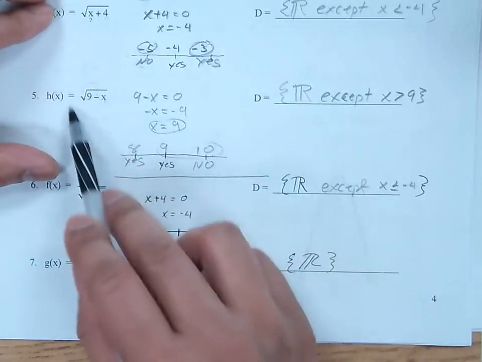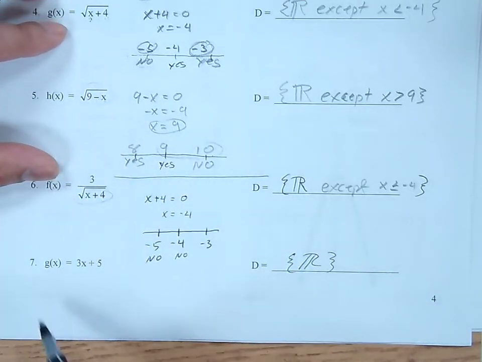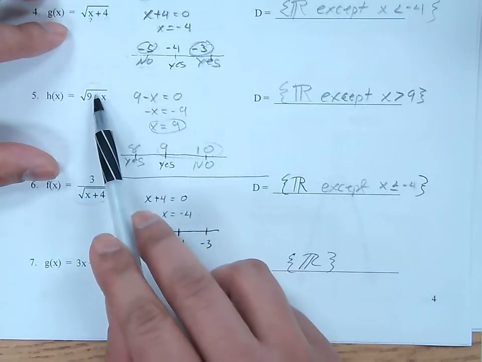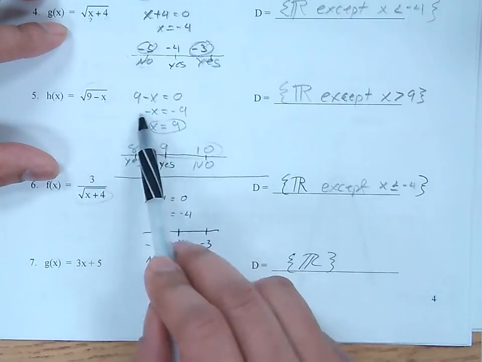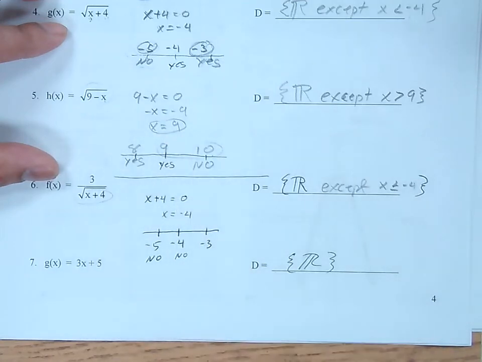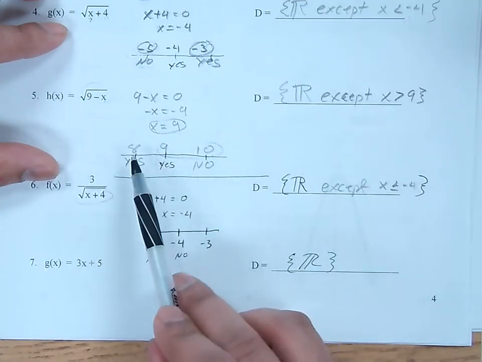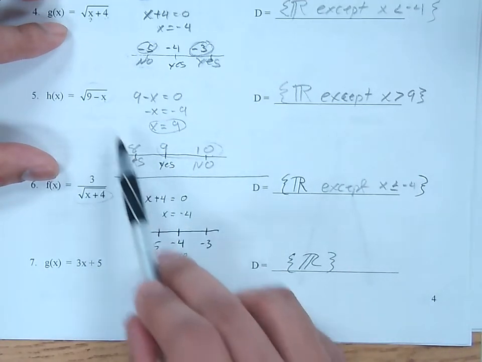Again, same thing. We cannot have a negative in here. So I solve the inside of the square root bracket, set it equal to 0, and I got x equals 9. Again, I put 9, one less than and one greater than, and again, I go through the same process.